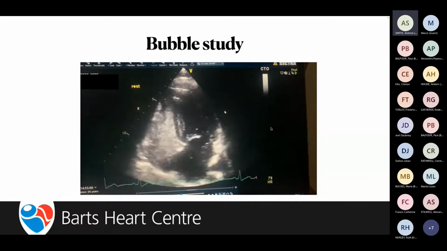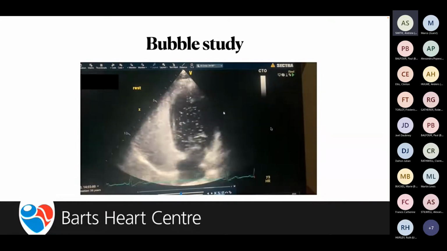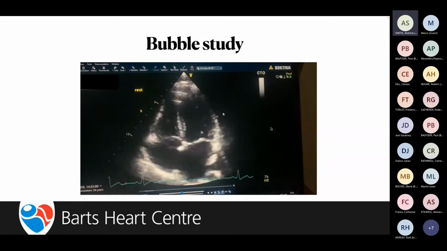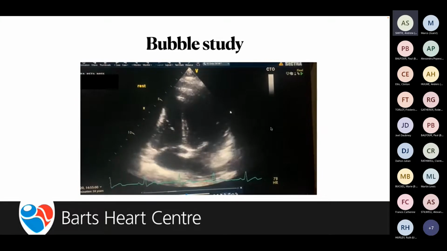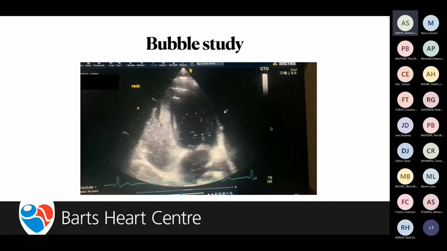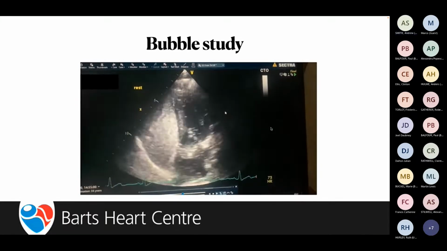And it's important to do that maneuver, as I mentioned, to increase right atrial pressure, because if you're in a situation where left atrial pressure is higher, you might not get any bubbles to cross the atrial septum.